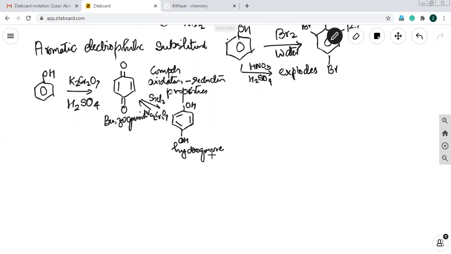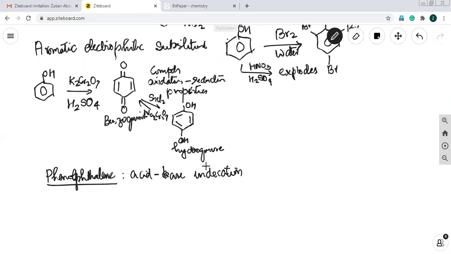So that is phenols. Now let us look at an important compound of phenol, which we are very much familiar with, that is phenolphthalein. Phenolphthalein, you know what it is. It is a universal indicator in acid-base reactions. The working principle we have studied before, but we have not looked into the structure at that time. Let us see what is the structure of phenolphthalein and how it is prepared.